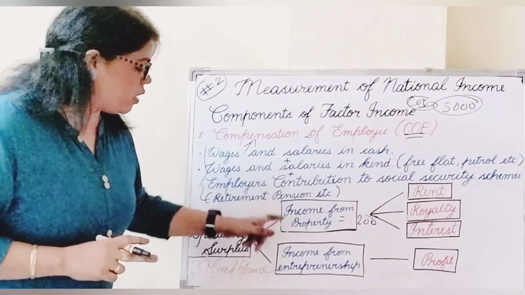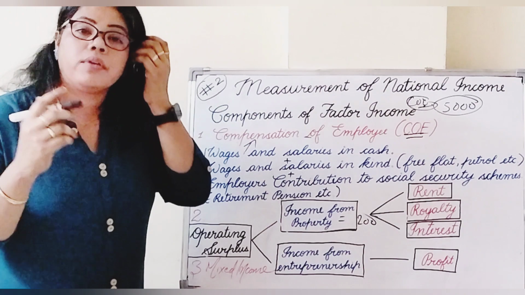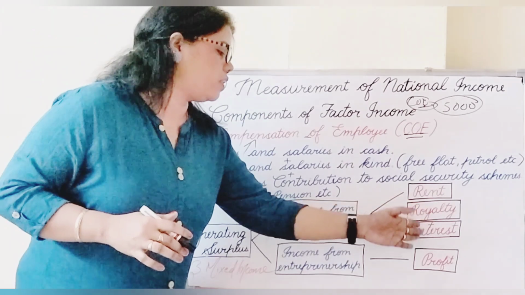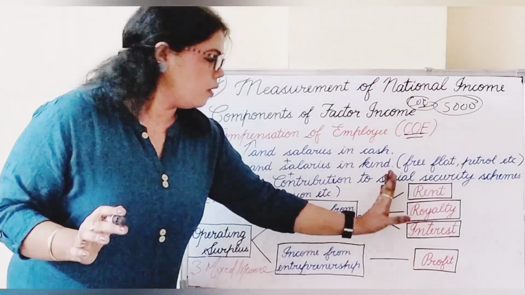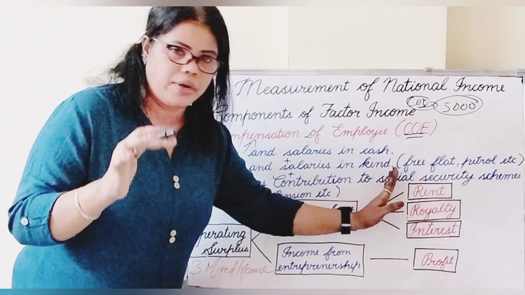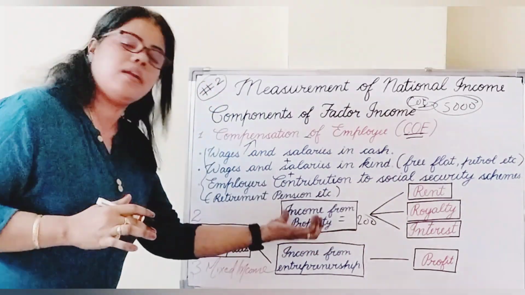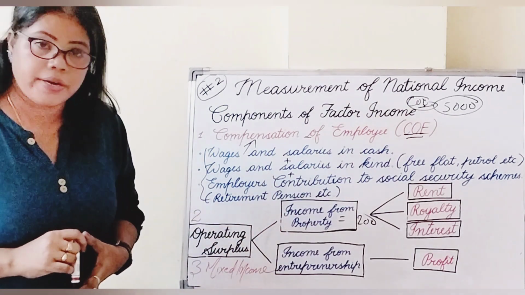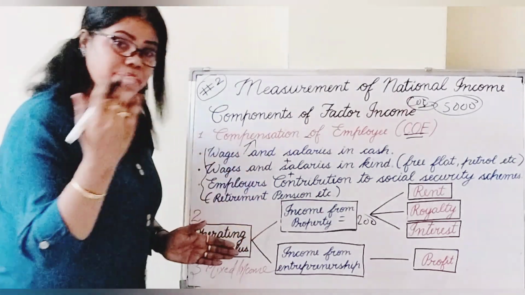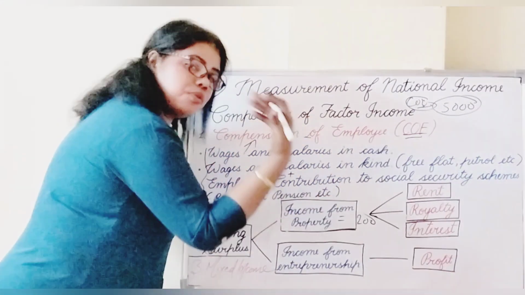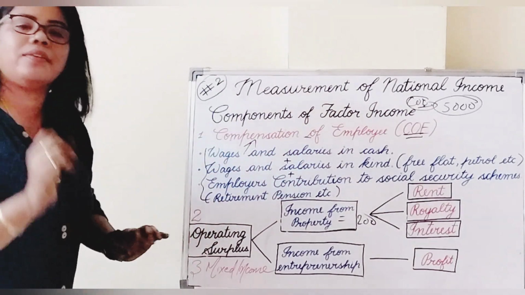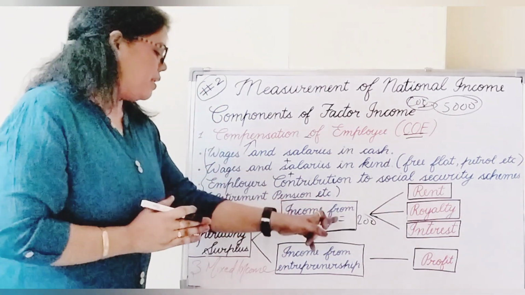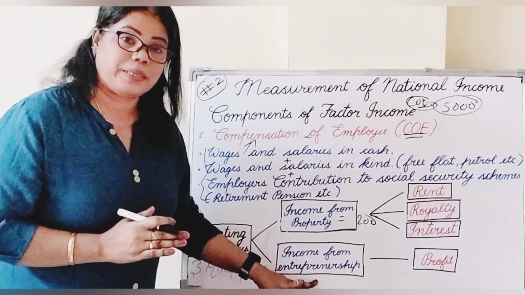If you have got the values of income from property and income from entrepreneurship separately, then you don't need to worry about rent, royalty, interest and profit. You can ignore them, because their value is already included in income from property and income from entrepreneurship. Sometimes, if you are lucky, you will directly get the value of operating surplus. You're getting my point? Operating surplus is income from property plus income from entrepreneurship.